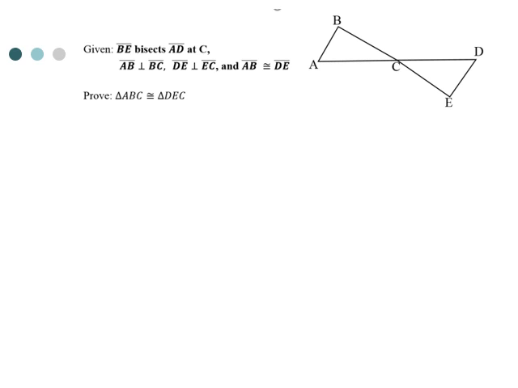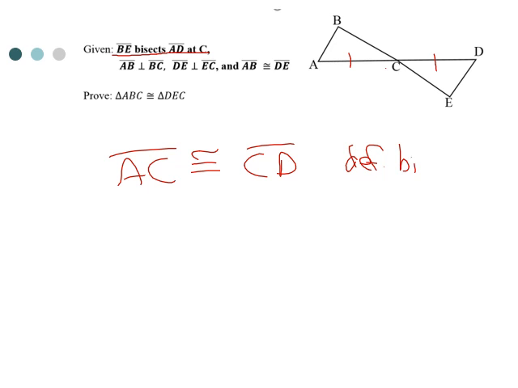Think about your steps for this proof. The segment BE bisects the segment AD at C. So BE cuts AD in half. So again, you want to say that the segment AC is congruent to CD, those two segments, and that's the definition of a bisector. Okay, definition of a bisector, or definition of bisect, however you want to write that.